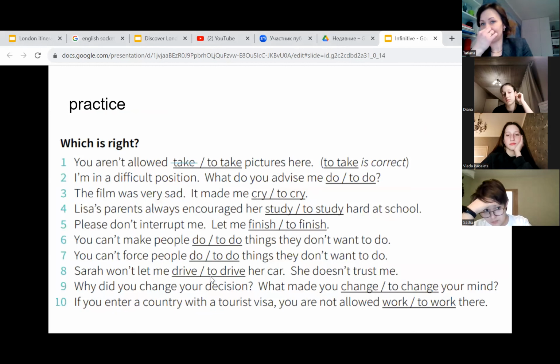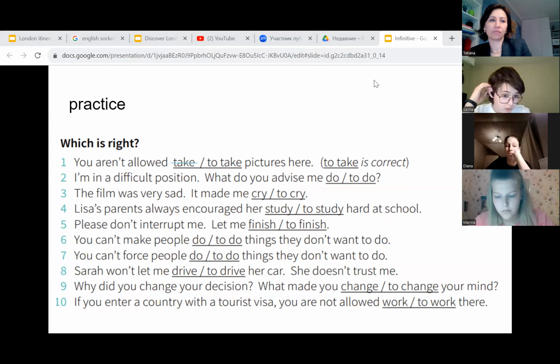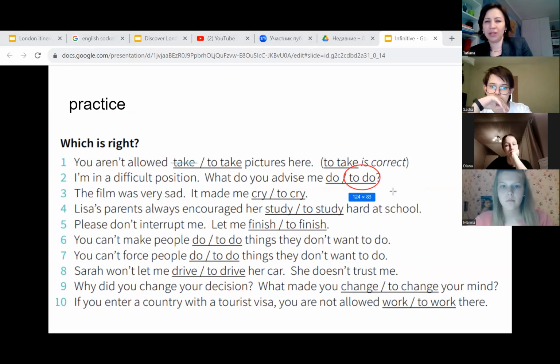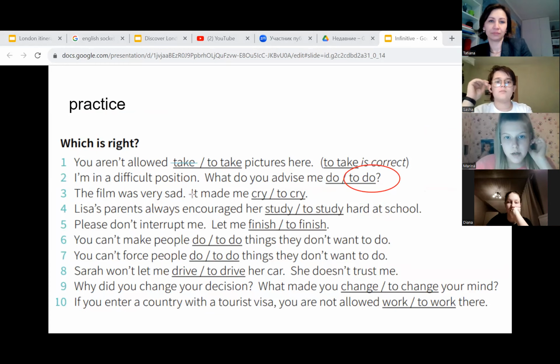Let's do a quick exercise to see whether you see the difference between this and that. The first one is done for you. You aren't allowed to take pictures here. So to take is correct. Let's give the next one to Sasha. I am in a difficult position. What do you advise me to do? To do. That's right, Marisha. The film was very sad. It made me cry.